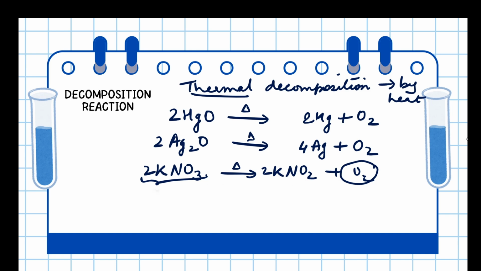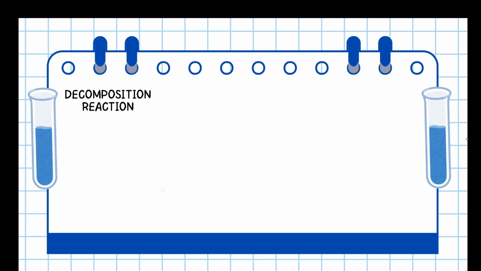Okay, then we have another reaction, that is potassium chlorate, KClO3. This on heating forms potassium chloride and oxygen gas is being formed. Okay, so these are the reactions which you will remember under thermal decomposition. It means each and every reaction is brought about by the application of heat.